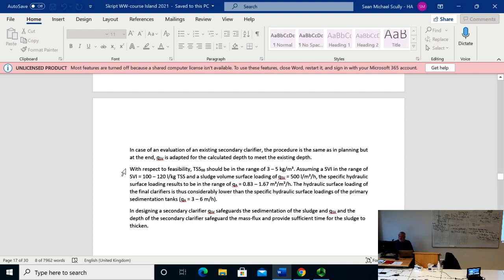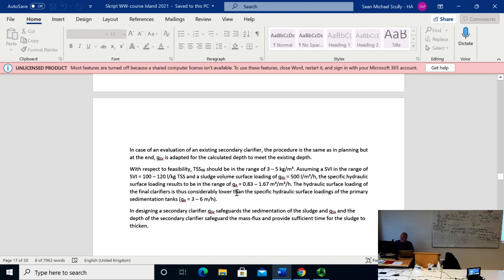No? With respect to feasibility, TSBB should be in the range of 3 to 5 kilograms per cubic meter. Assume an SVI in the range of 100 to 120, and a sludge volume surface loading QSV of 500 liters per square meter an hour. The specific hydraulic surface loading results to be in the range of 0.83 to 1.67 meters. That depends on the TSS, no? And this depends also on the sludge volume index and the other parameters, also the return sludge ratio.